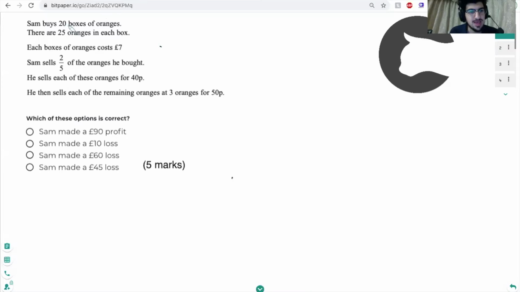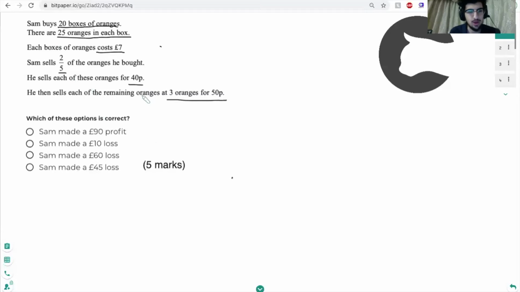So here, Sam is buying 20 boxes of oranges, and there are 25 oranges in each box. Then each box is going to cost £7. Sam goes on to sell 2/5 of the oranges that he purchased. And then he sells each of those oranges for 40p. Then as for the remaining oranges, he sells them at 3 oranges for 50p.